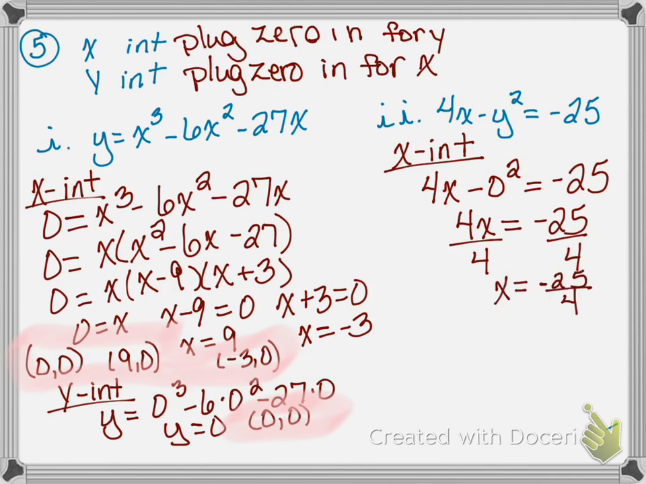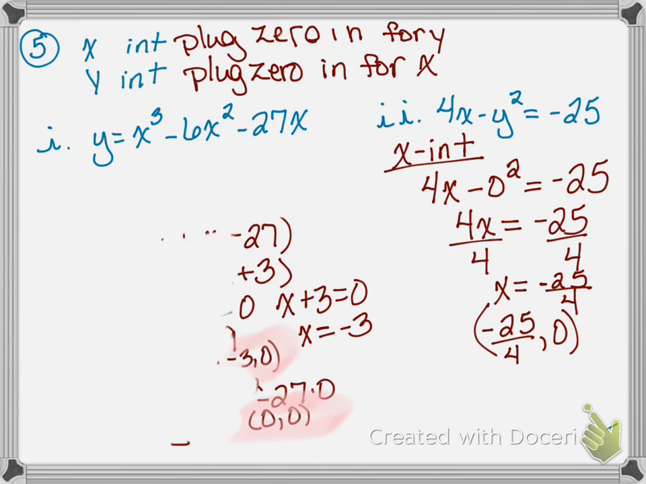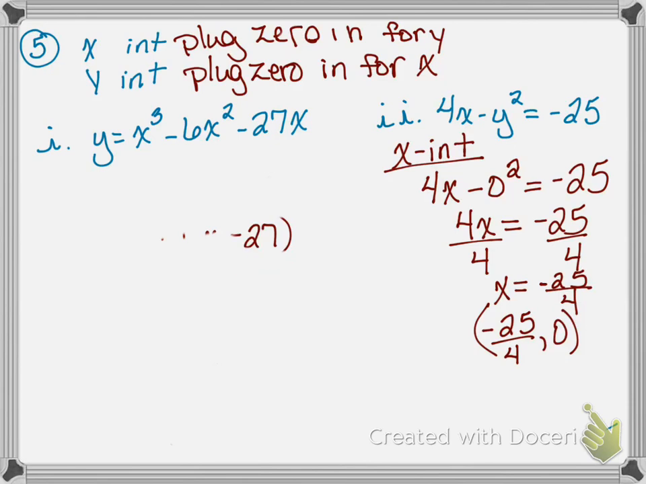Now, if I write that as an ordered pair, that's my x value. Negative 25 over 4, and 0 is my y value. So that is my x-intercept. Now, I'm going to go ahead and erase this part of the screen just because I'm running out of room. So let's erase that, and then we're going to do our y-intercepts for our second. So this is y-intercept for this problem. Okay, so now for my y-intercept, I'm going to plug 0 in for x.